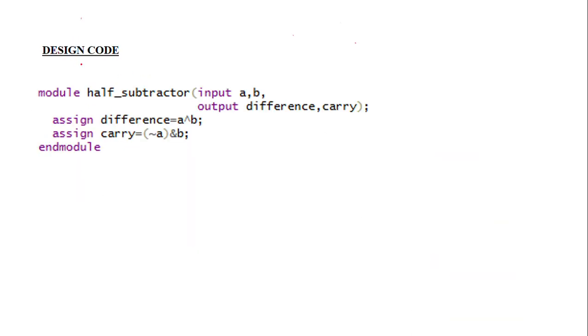For every design code we have discussed every time that Verilog code starts with module and ends with the endmodule keyword. For the module we have to write the module name. Here, according to the Verilog design, it is a half subtractor, that's why I represented it with half underscore subtractor. It is the module name.